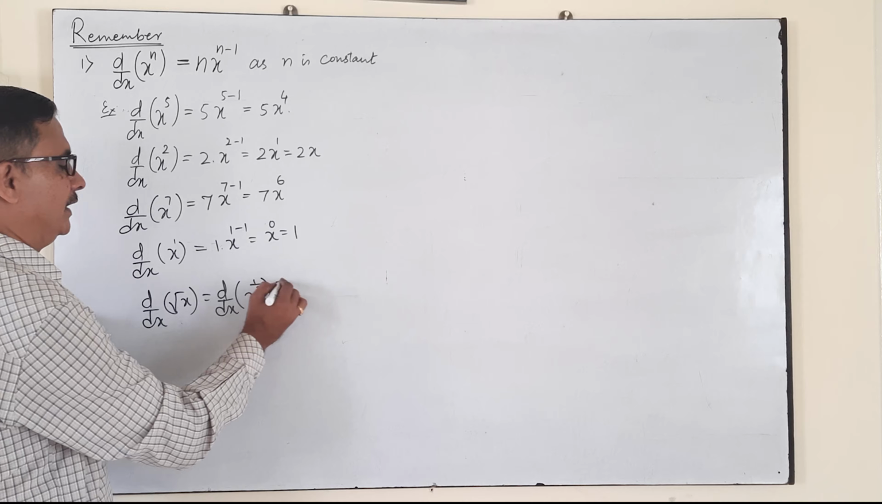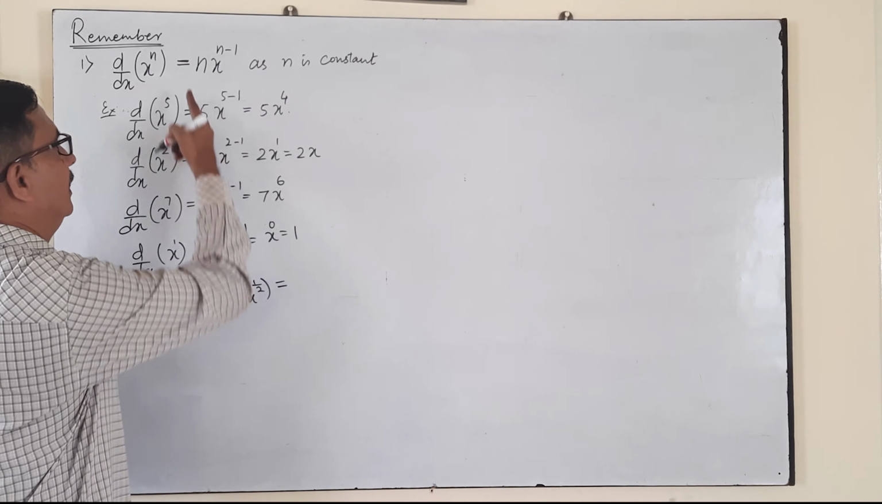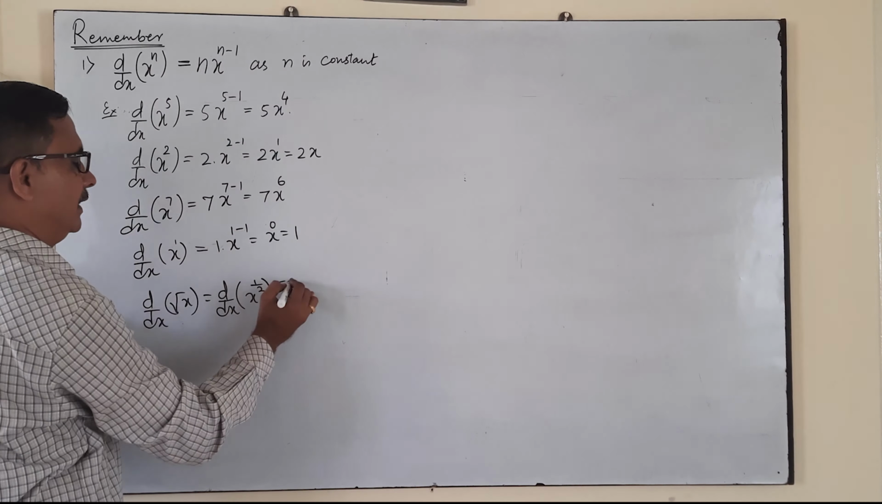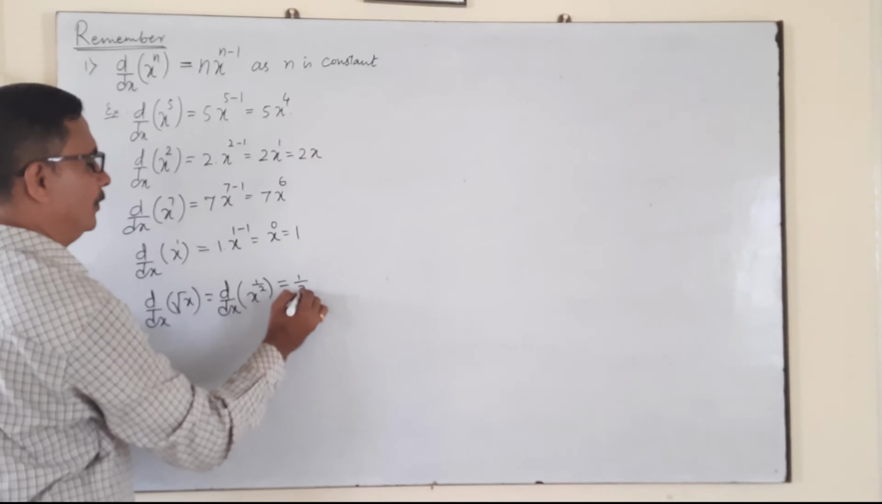What is the value of n? n is 1 by 2. What is the formula? n into x power n minus 1. n value 1 by 2, x power n value 1 by 2 minus 1. That is 1 by 2 into x power 1 by 2 minus 1. Take the LCM. LCM is 2. 2 ones are 1, 1 minus 2, that is minus 1 by 2.